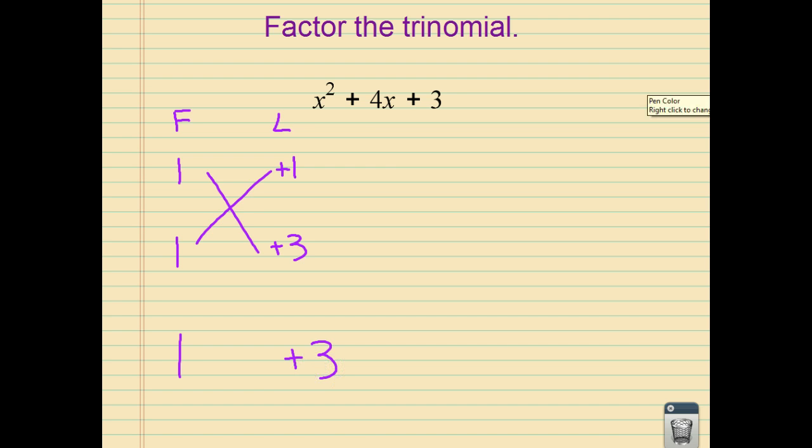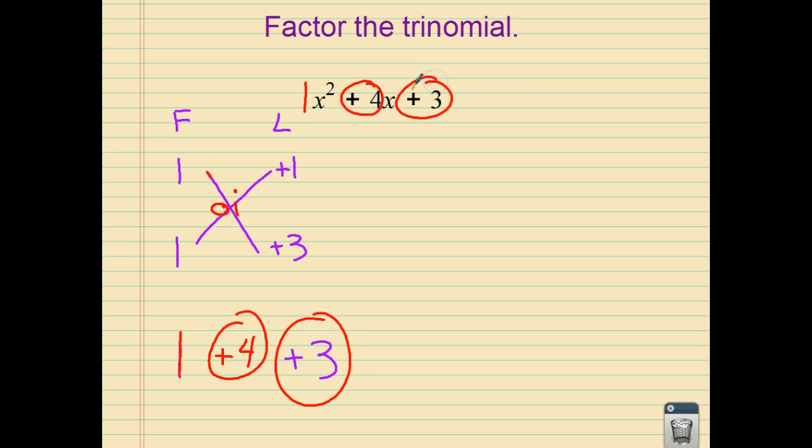Now this OI situation, I've got O and I, and what we're going to do here is a little cross multiplication. So we're going to take this 1 and multiply it by 3, and we're going to get a +3. And then we're going to take this +1 and multiply it by this +1, and we're going to get a +1. So when you put +3 and +1 together, you're going to get that +4. All right, now looking at the top, I have a 1 coefficient, that's true. I have a +4 middle term, and that's true. And I have a +3 last term, and that's true.